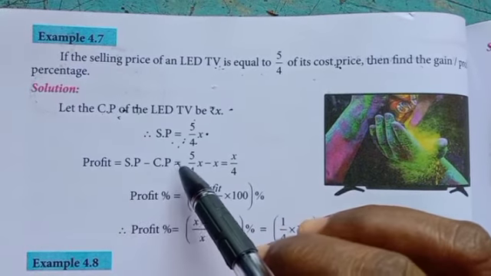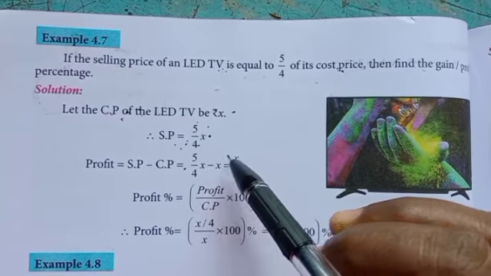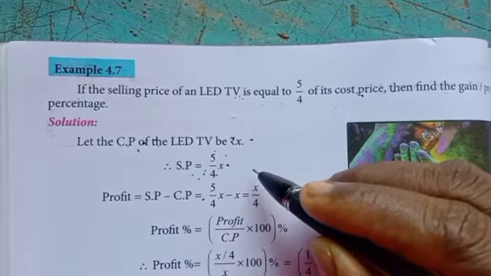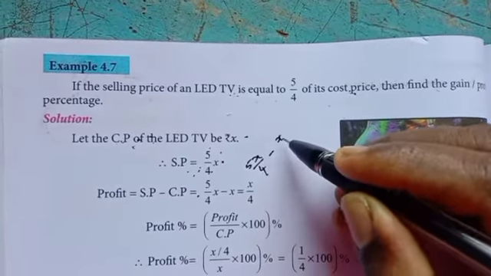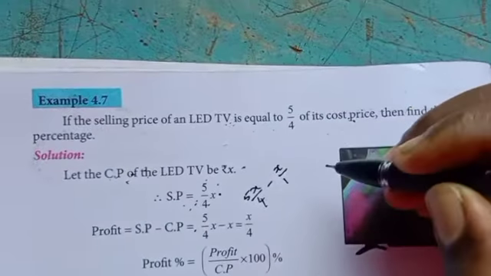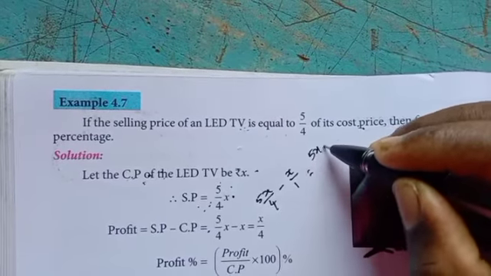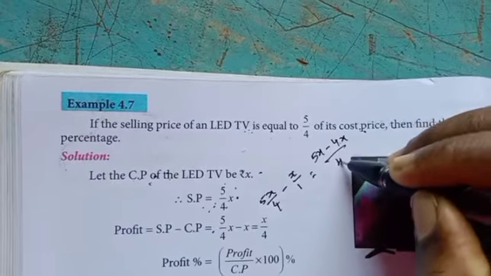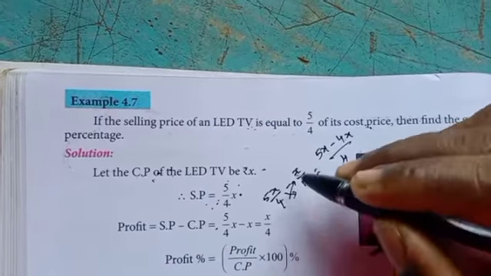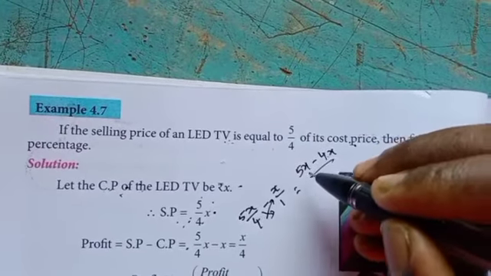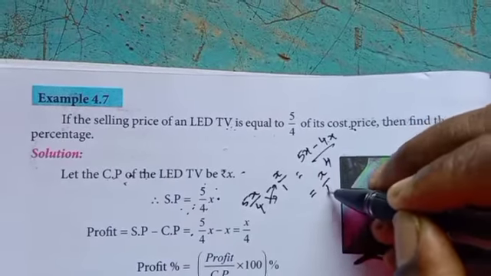Profit, what is the formula? SP minus CP, that is equal to 5 by 4 into X minus X. What does this mean? 5x by 4 minus x by 1. So you have to take the LCM. LCM is 4, or otherwise cross multiplication. That is 5x minus 4x by 4. You have to multiply these two and these two. 5x into 1 is 5x, 4 into x is 4x. Middle minus is there. 5x minus 4x whole divided by 4. So that is equal to x by 4.